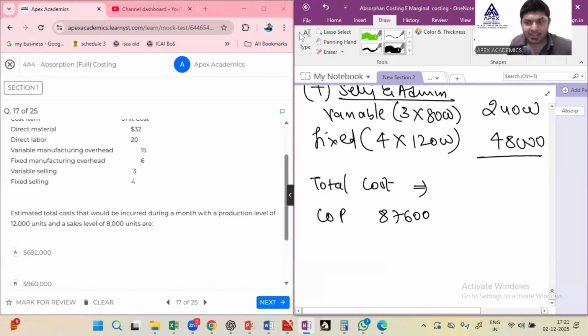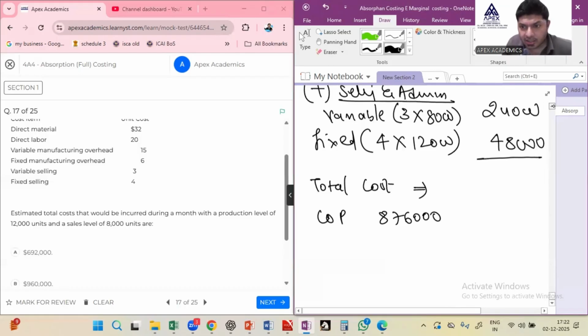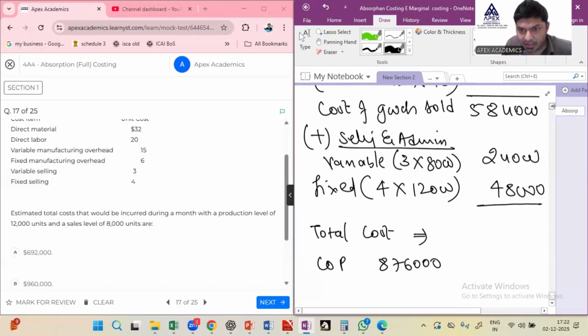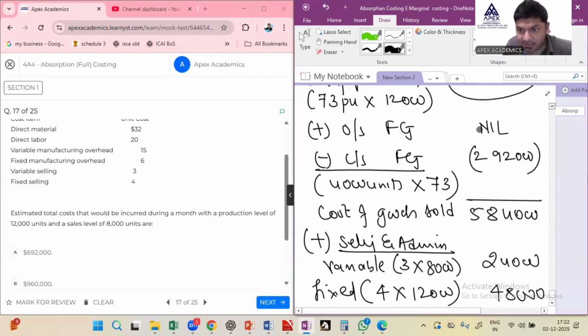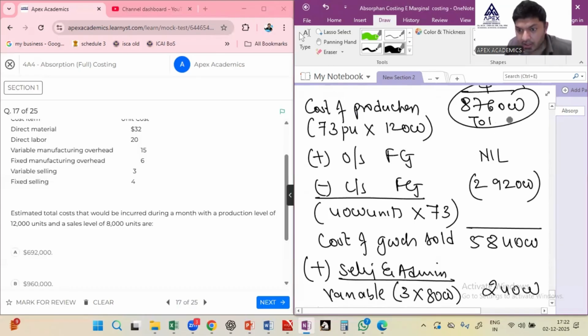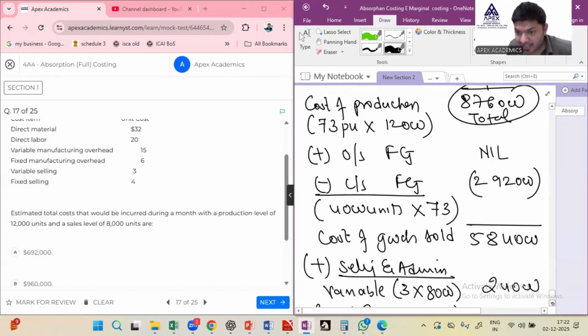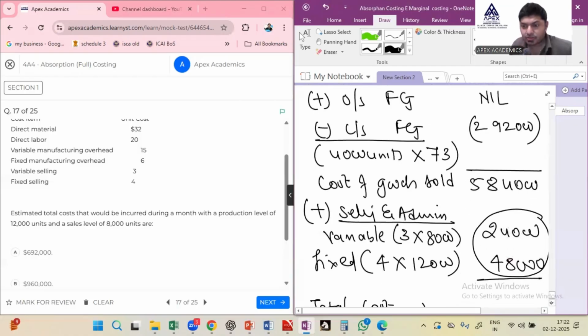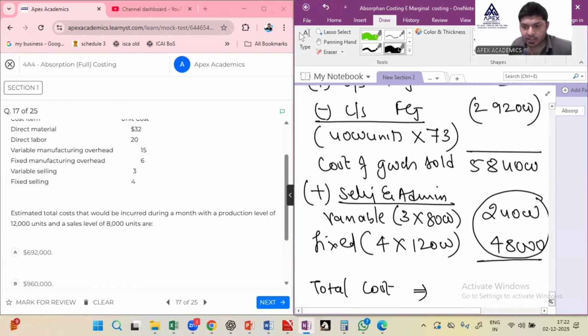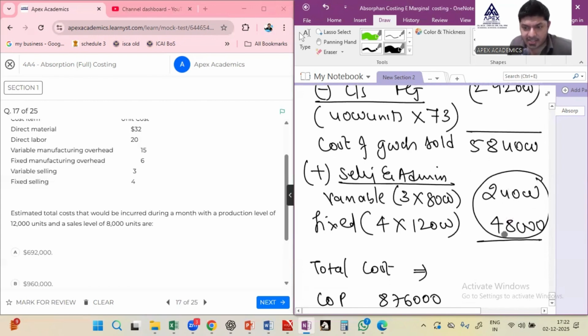And along with this 8,76,000, what other cost do I have? Please try to understand. They're asking me my total cost, not my cost of goods sold. That is why this will come under my total. 5,84,000 is COGS. Ignore it at the present moment. But what is my selling and administrative total cost? This is 48 plus 24. So the total of this under total cost, I will take 72,000 over here.